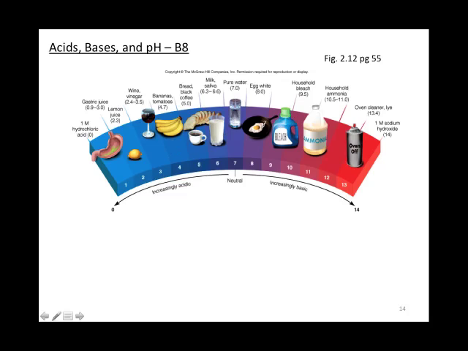Alright, learning outcome B8, talking about acids and bases and pH. So pH, I'm sure you've all heard of that. It's just a single number. There are no units associated with it. And it represents essentially the hydrogen ion concentration in a solution, or a mixture, or what have you, in a liquid, or anything.